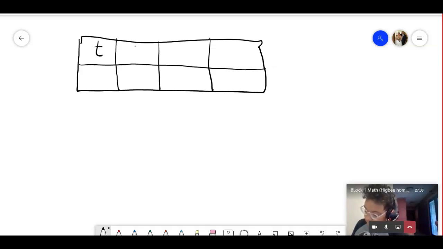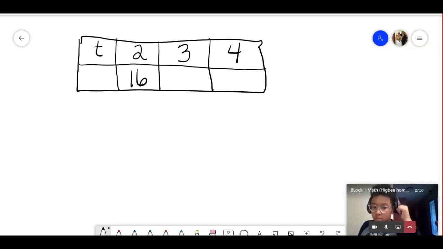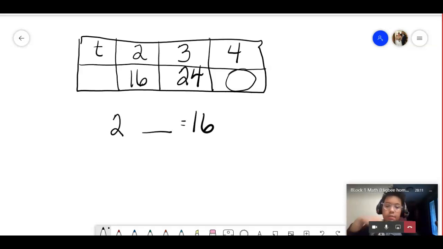All right, so the values that I know are 2, 3, and 4. What I know down here is 16 and 24. So what I want to do is find the rule so that I can use the rule to find this missing piece. All right, so I'm going from 2 to 16. When I see 2 to 16, that means I'm increasing. If I'm increasing, it's either addition or multiplication.